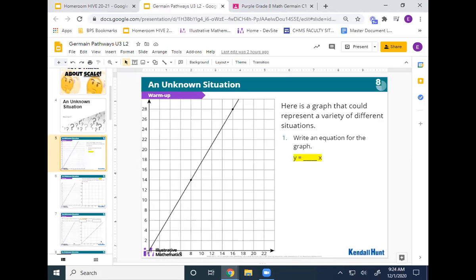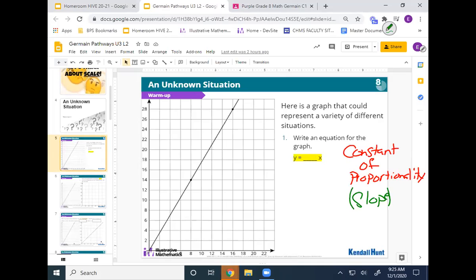So remember, when we're looking at a proportional relationship, that this constant rate of change here, or the constant of proportionality, which we talked about last year, can be written as the constant of proportionality, or another word for that is our slope. And in our video yesterday, I also called it the CROC, the constant rate of change. 3 different words.